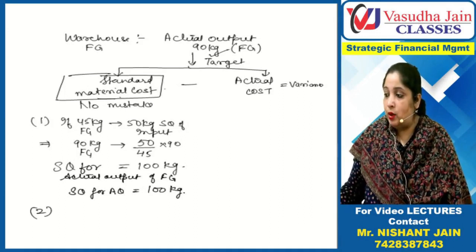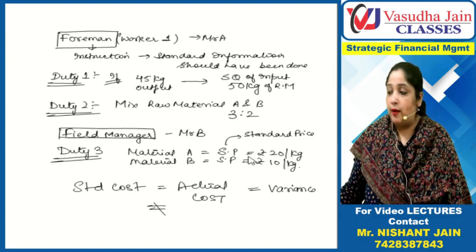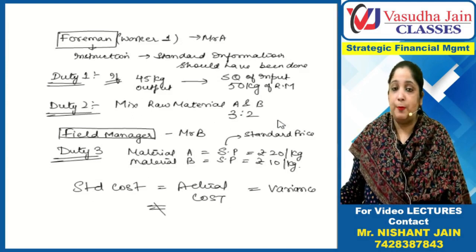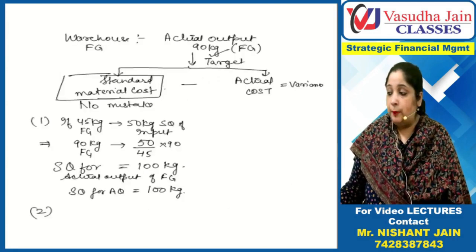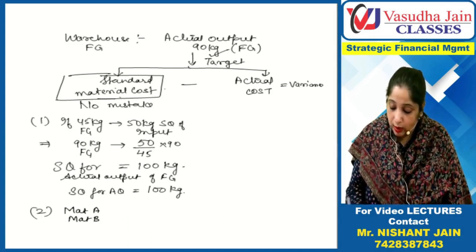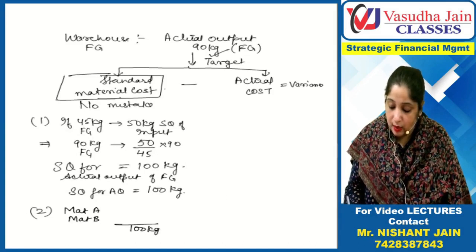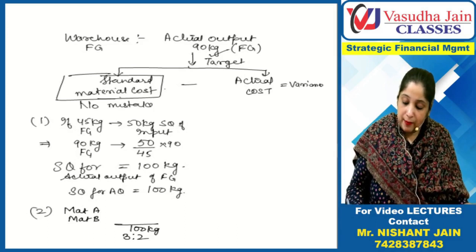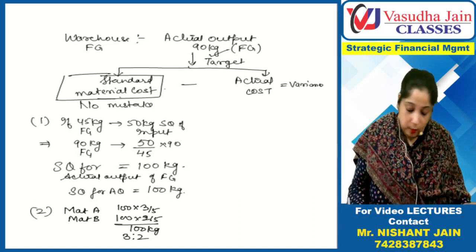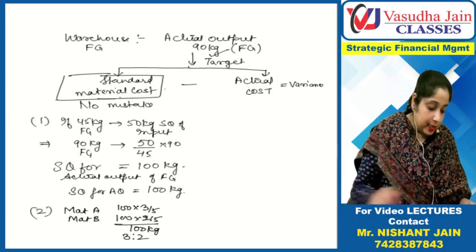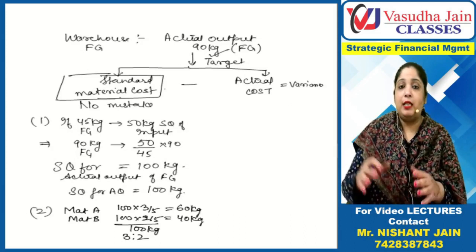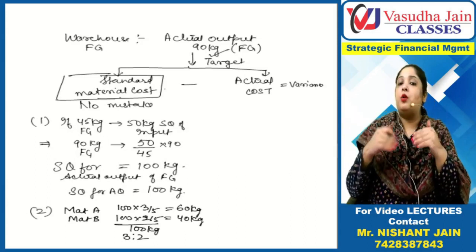What was my second duty given to my workers? The raw material which they are going to use should be used in a particular proportion. So if they have done the duty properly, then material A and material B, the total material should have been 100 kg, used in the proportion of 3:2. So 100 into 3 by 5 gives 60 kg, and 100 into 2 by 5 gives 40 kg. So basically 60 kg and 40 kg of raw material should have been used if my workers have followed my instruction.